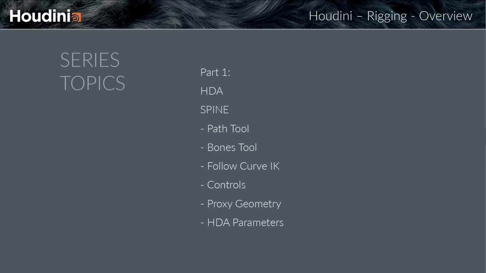In part 1, we'll create our HDA, and we'll start working on our spine using the Path tool, Bones tool. We'll use Follow Curve IK. We'll create controls. We'll create some proxy geometry, and we'll do our HDA parameters.